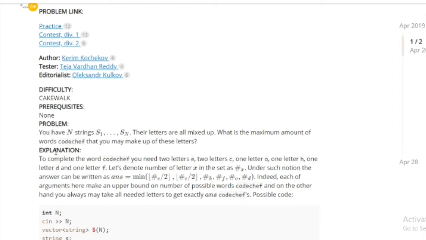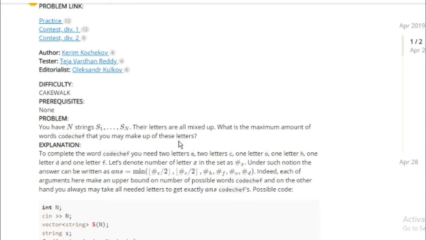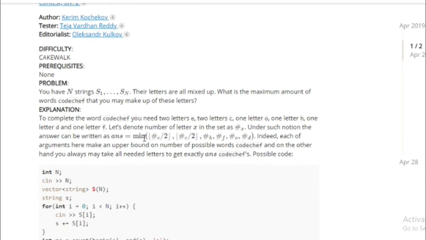So I hope you understand the problem. You're given strings from 1 to n. The letters are all mixed up. What is the maximum number of CodeChef meals that we can make with these letters? Okay, yes, so this is the actual answer. If you look at the word CodeChef, you can see there are 2 C and 2 E.